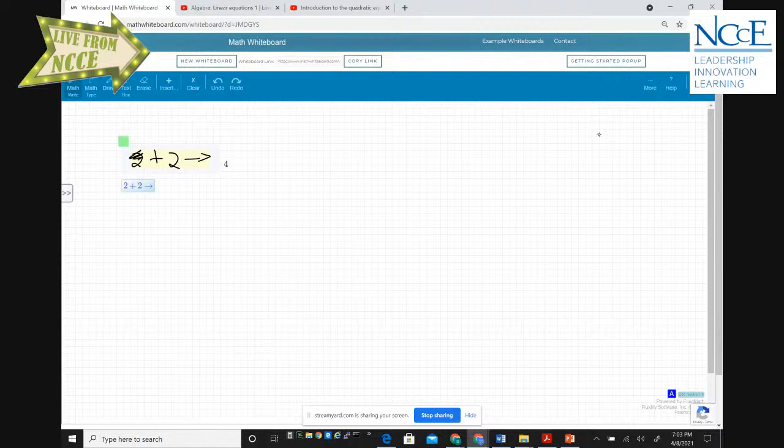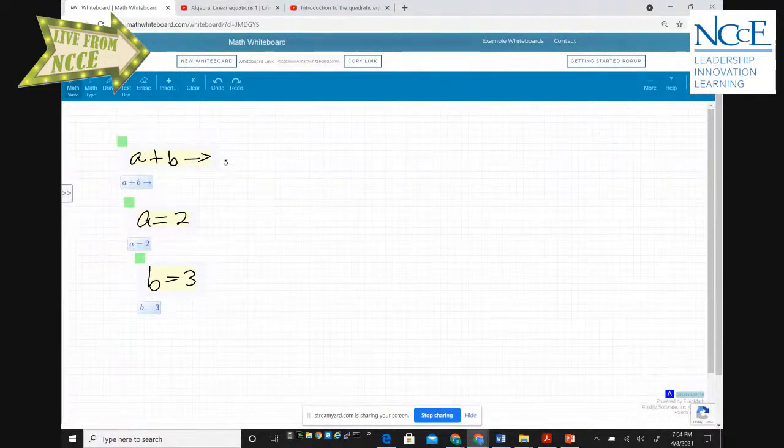I can change that 2 to an A, and then I can assign a value to A. So when A is equal to 1, A plus 2 is equal to 3. I can change the value assigned to A to a 2, and the answer, A plus 2, updates dynamically. I can change the 2 to a B, and then I can assign a value to B. A plus B, when A is equal to 2 and B is equal to 3, is 5.